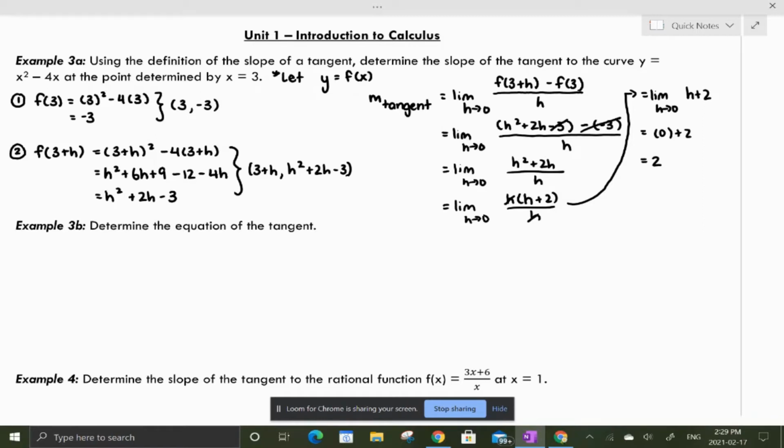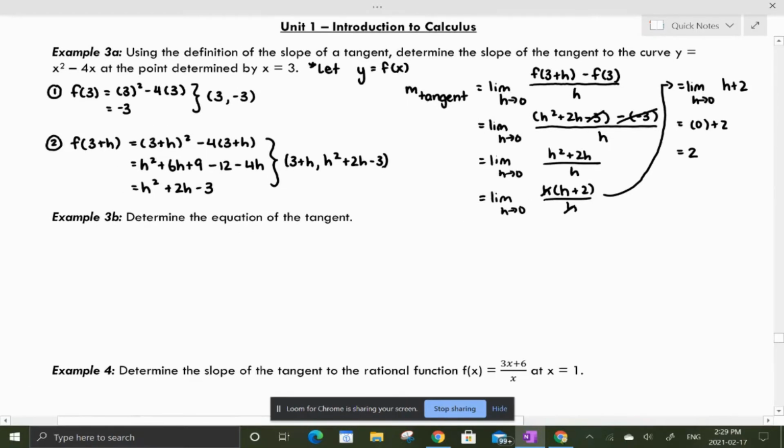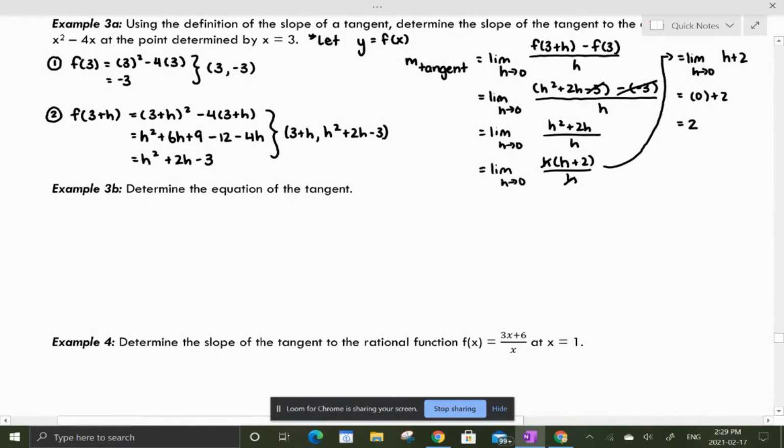Now let's take a look at the second part of this example, example 3b. Example 3b now asks you to figure out the equation of the tangent for us. So right away, you already know the slope of your tangent. We found it out in the first part. The slope of your tangent is 2. You also know the point of tangency. In order to figure out the equation of the tangent, you need the point of tangency. And that point is (3, negative 3).